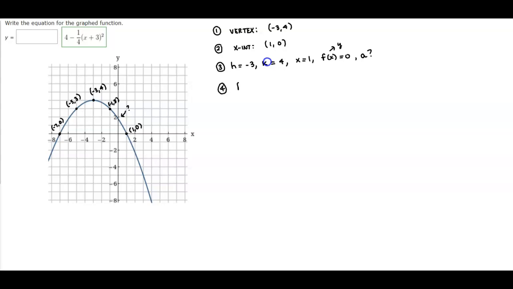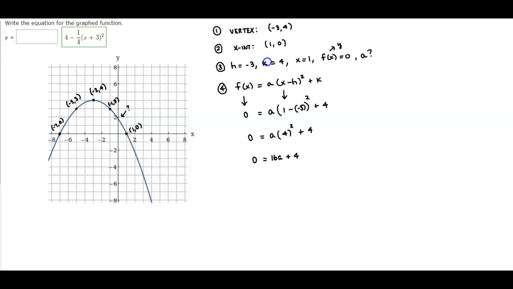So let's go ahead and use the standard form of f of x, which is equal to a times x minus h squared plus k, and let's plug in our values. We know that f of x is equal to 0. We're solving for a. We know that x is 1 minus h, which is -3, and then we're going to square that, and then plus 4. So we have 0, which is equal to a. Well, this becomes 1 plus 3, which is 4 squared plus 4. So that means we get 0, which is equal to 16a plus 4.